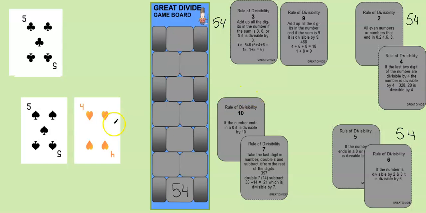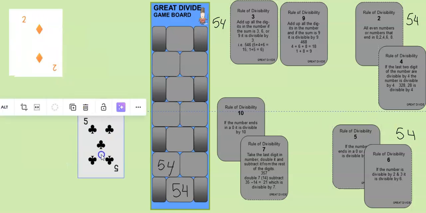So at the end of drawing the 54, we have 1, 2, 3, 4 players that get to have, or this player gets 2 of them on their card because they had 9 and 3. So they get to place that number twice. But then these other players have 54 on their game boards as well.